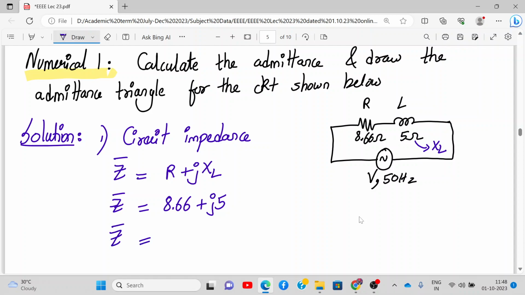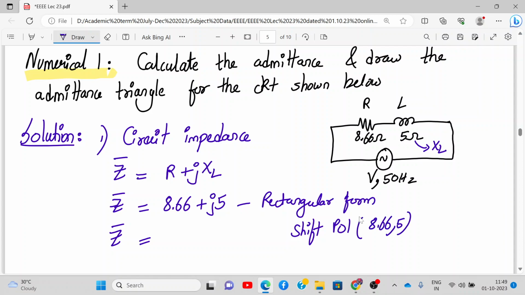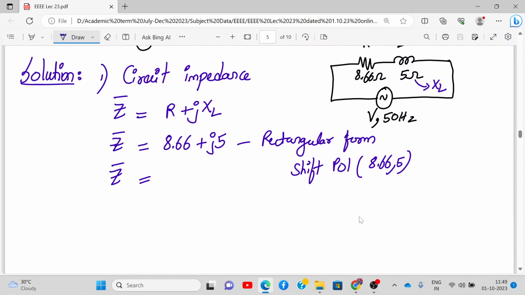So now this is in rectangular form. We need to convert it into polar form. So how do we do it? In your calculators, what will you press? Shift, polar, 8.66 comma 5. Let me know the value of Z bar in polar form. How much is the magnitude and how much is the angle? That is 10 and this will be 30. So 10 angle 30 degree will be Z bar, right?